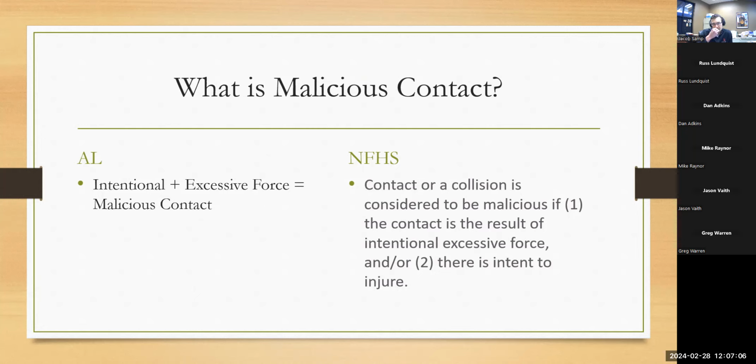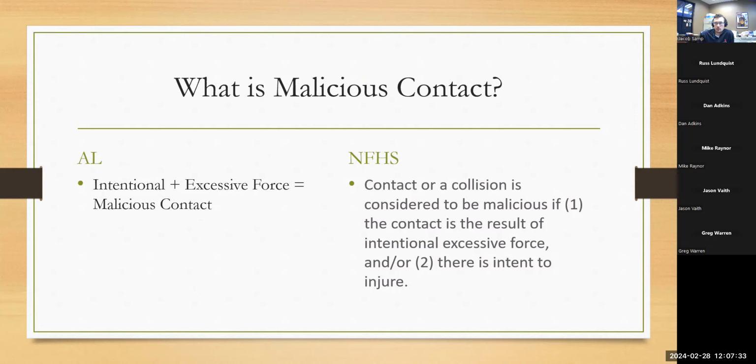The high school rulebook says that contact is malicious if it is the result of intentional excessive force and/or an intent to injure. Note that neither rule set has a specific definition for attempting to dislodge the ball. That's treated differently.